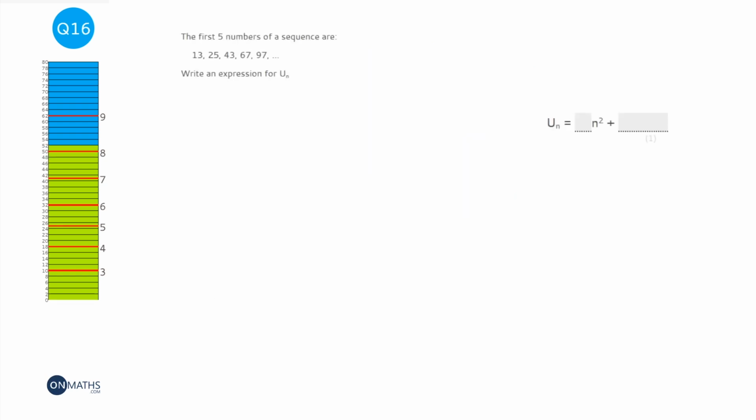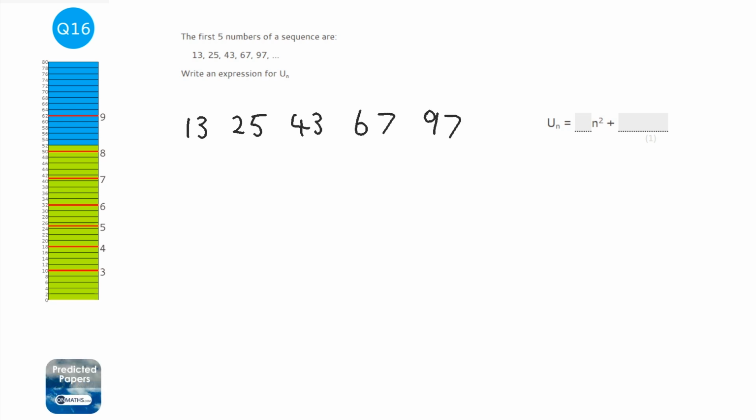First thing I do with this question is just write the numbers out. They're a bit small in the question. Now with all sequences, we're interested in what it goes up in. So we're interested in what these go up in. So if you've got a calculator, you can just do 25 take away 13. If it's on an uncalculated paper, then you can just quickly do it in your head.